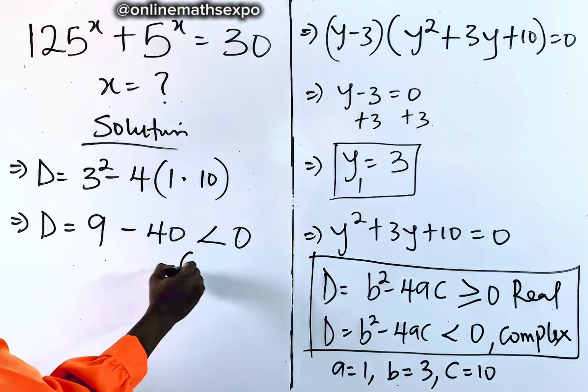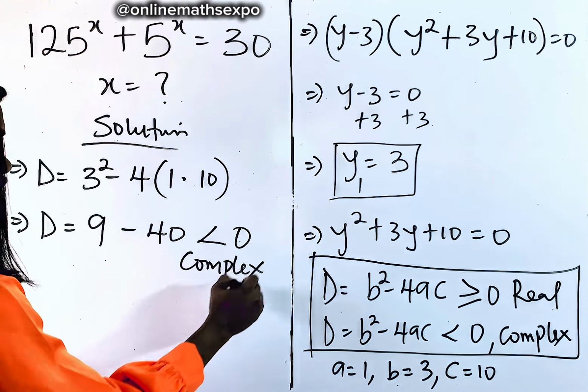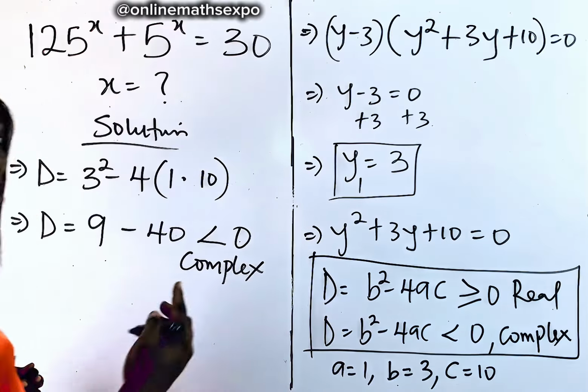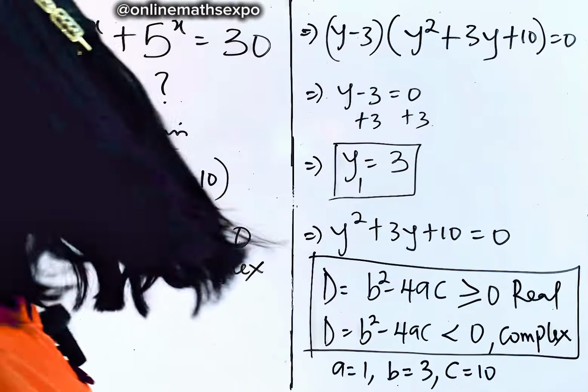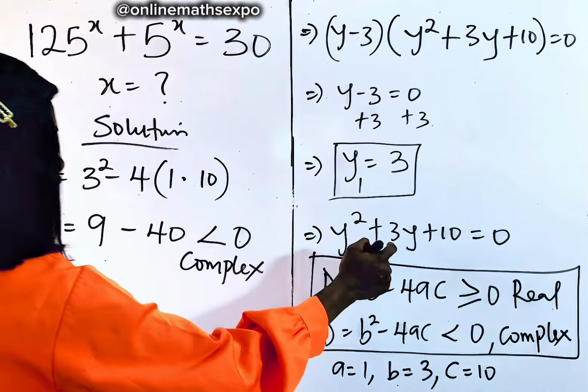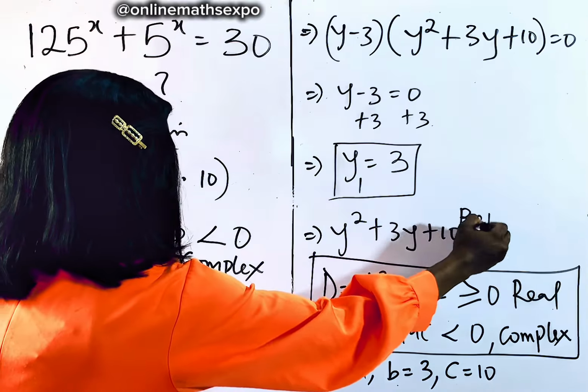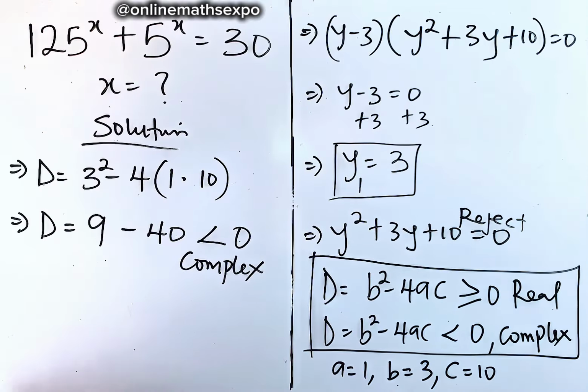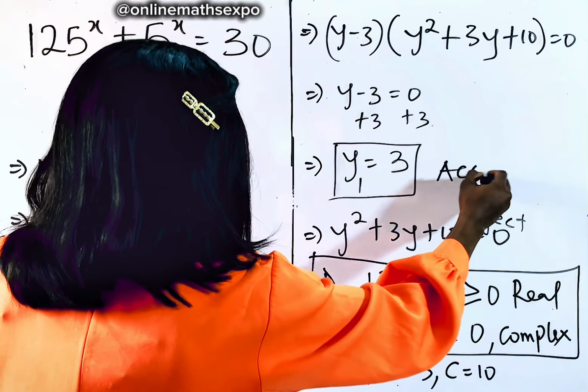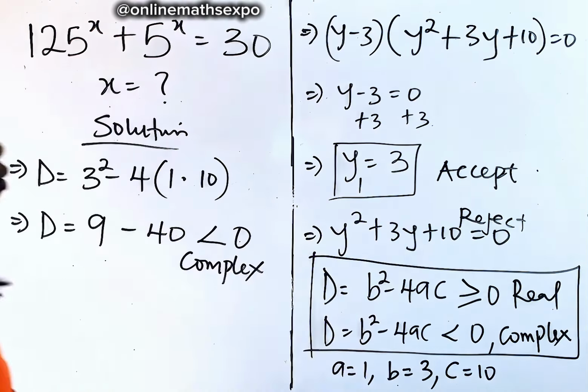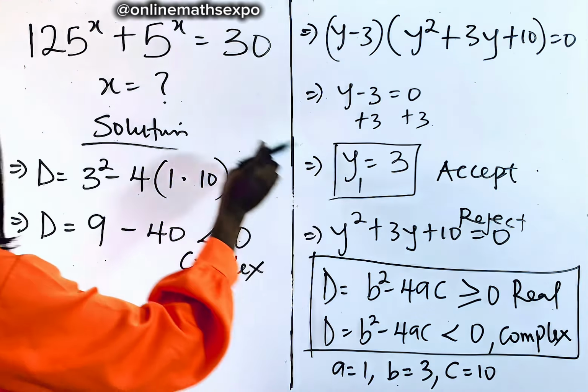And in that case, it is a complex solution. And what we said earlier, if it's complex, we are going to reject it. So we are rejecting this solution. We reject this because it's giving us complex. And in that case, we are going to accept this value of y. But remember, we are not asked to find the value of y. We are asked to find the value of x.